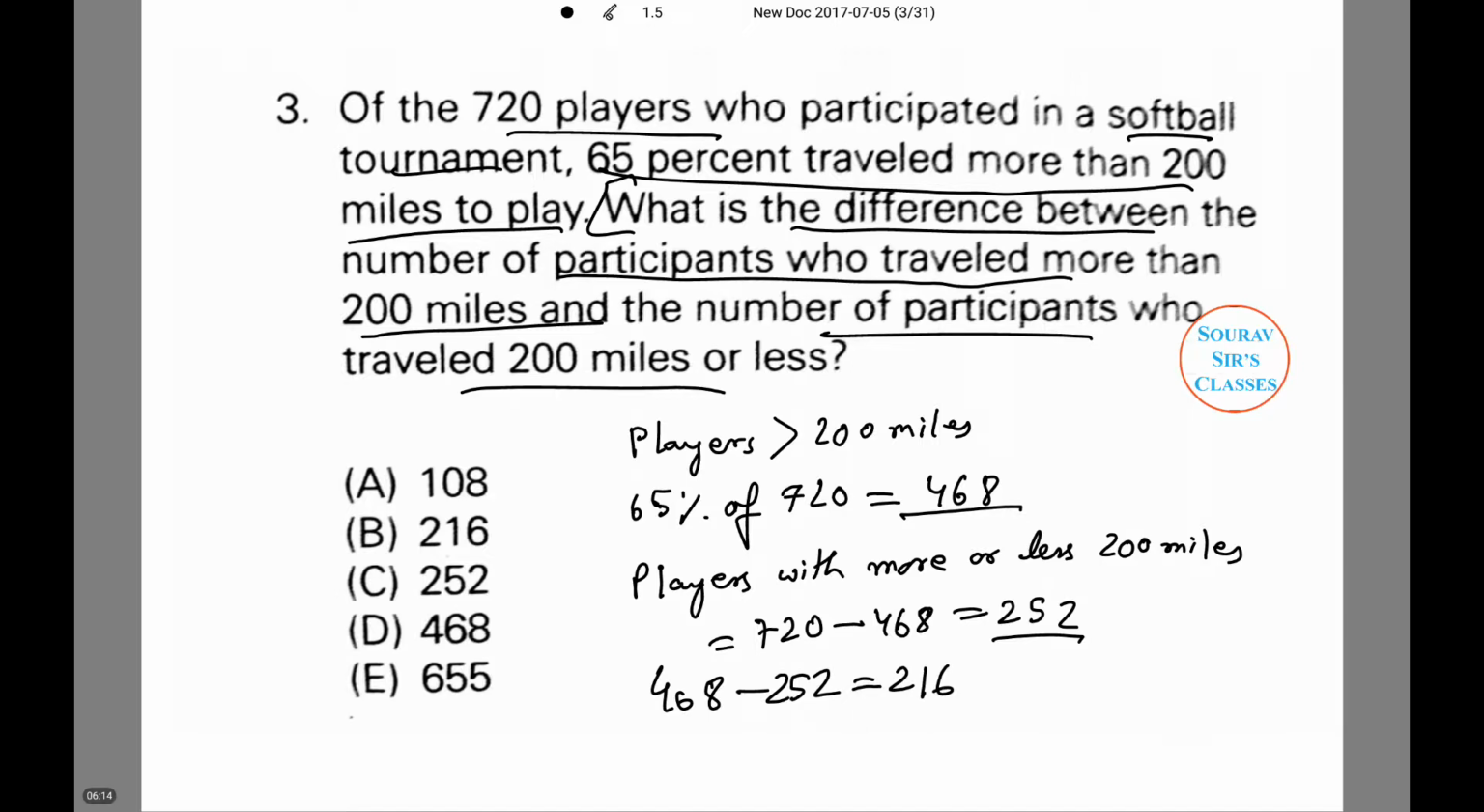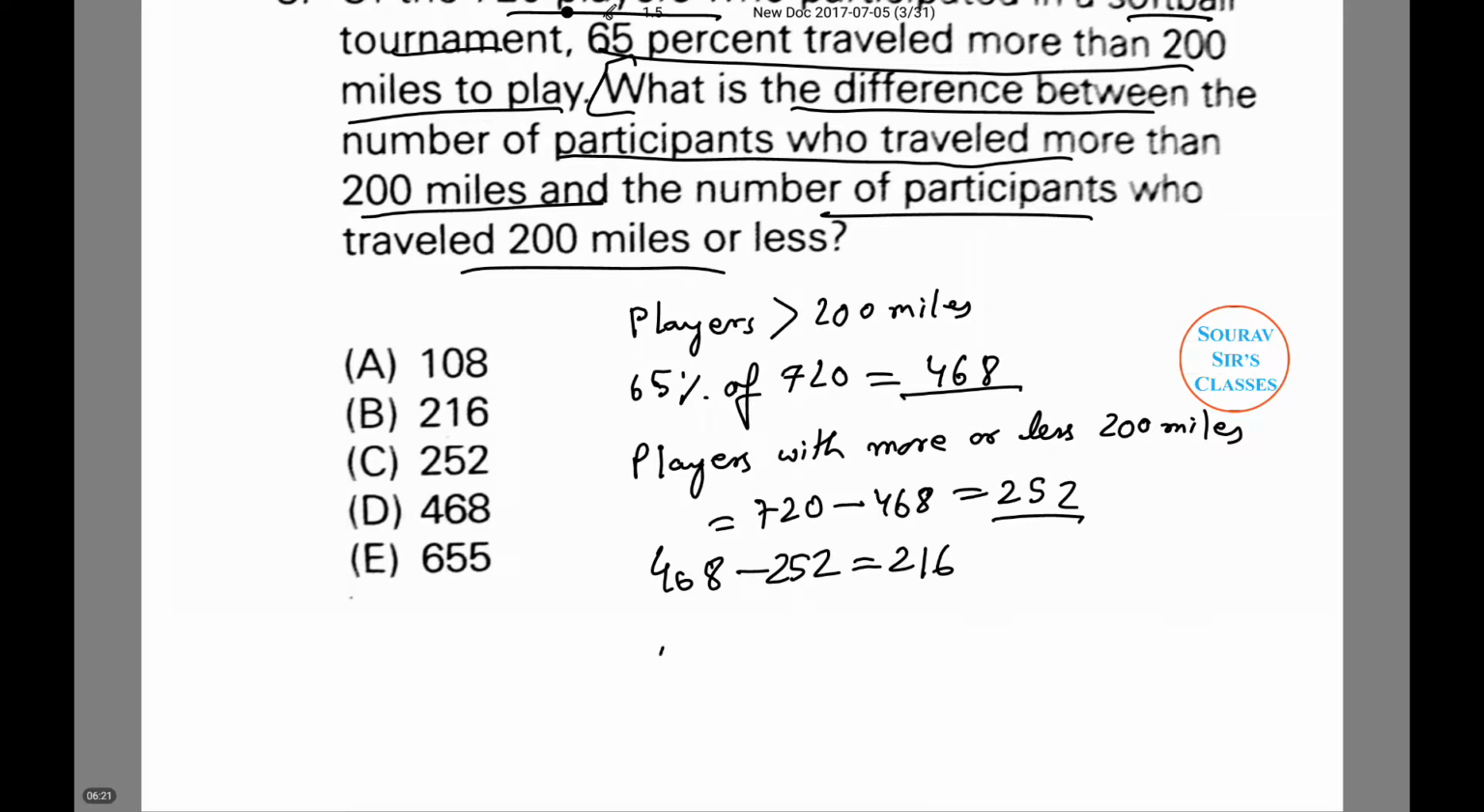If you prefer, you can also deal with the difference of the percentage rather than that of the actual numbers of people. That is 65% minus 35%, giving us 30%, and 30% of 720 equals 216. That is option number B.